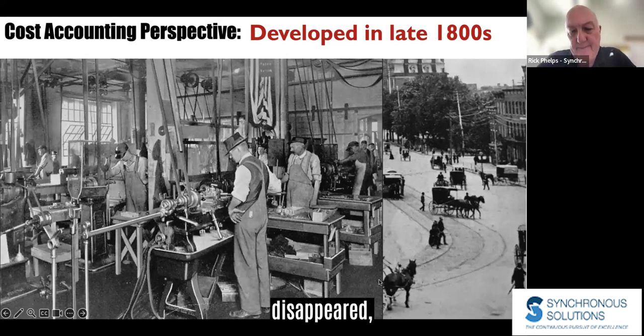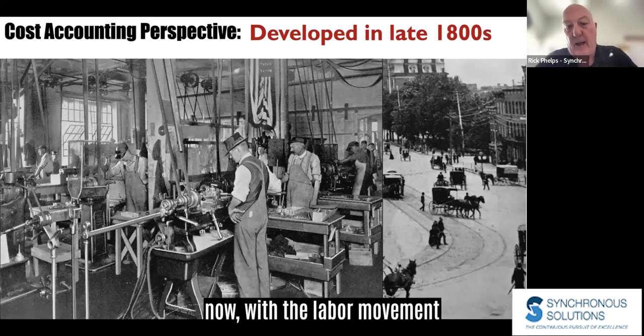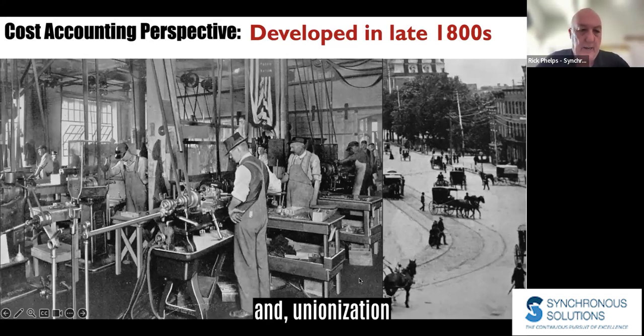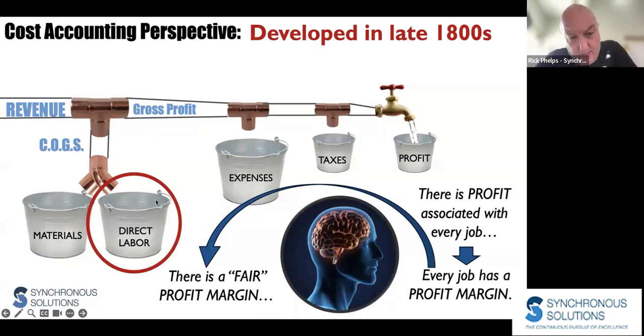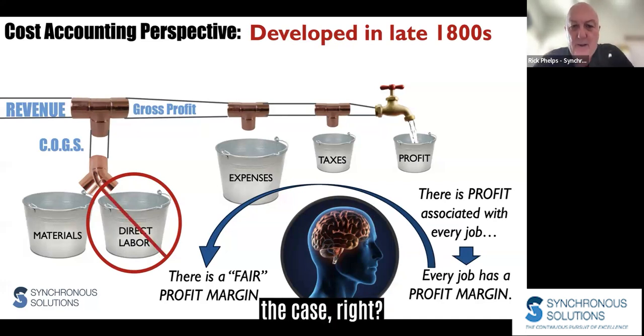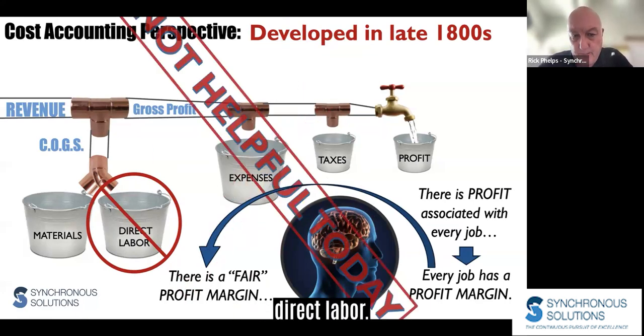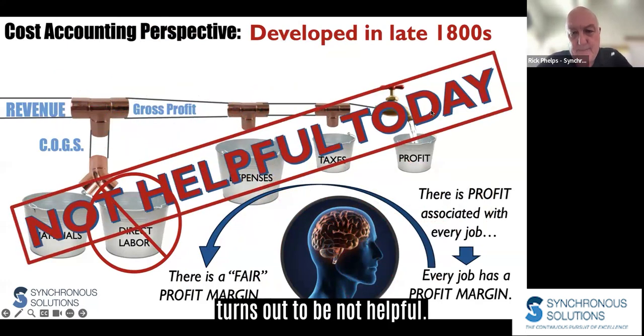This picture disappeared over 100 years ago now, with the labor movement and unionization, where piece rate went out the door in favor of hourly wages and benefits. So that perspective is actually invalid, because the direct labor portion of it, which was true when cost accounting was developed in terms of piece rates, disappeared. That's no longer the case. Unless you pay all your people by the piece, you don't have actual direct labor. And so this model turns out to be not helpful.